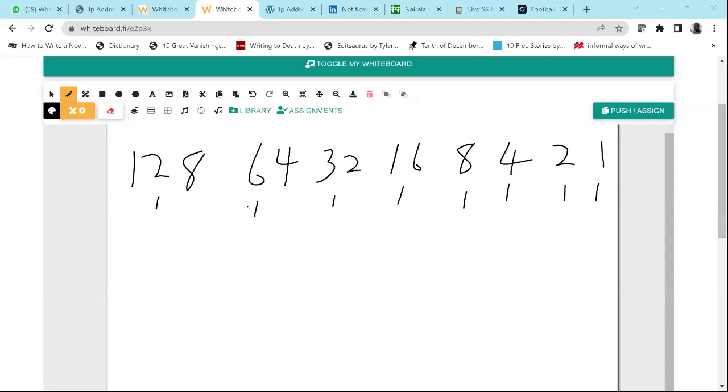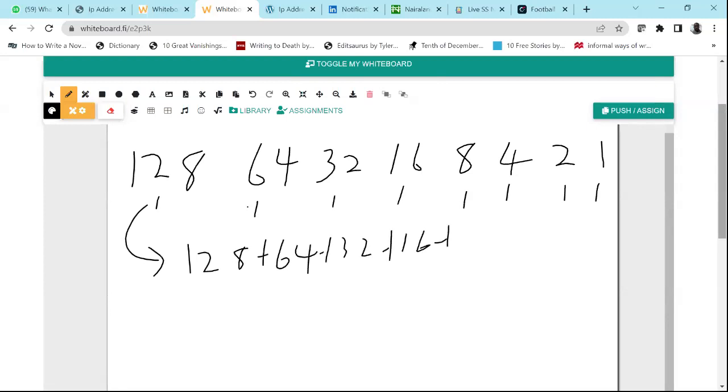So that means this is the basis for your conversion. I'll show you how this works. If you have binary, and you want to convert all ones, all you need to do is add. So this is equal to 128 plus 64 plus 32 plus 16 plus 8 plus 4 plus 2 plus 1, which is equal to 255. It's as simple as this.